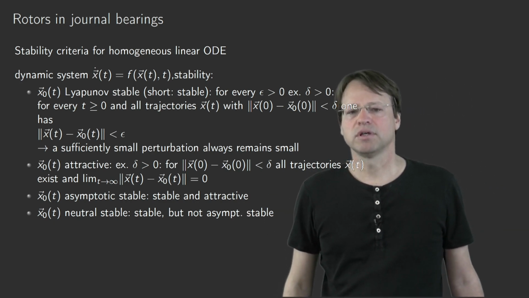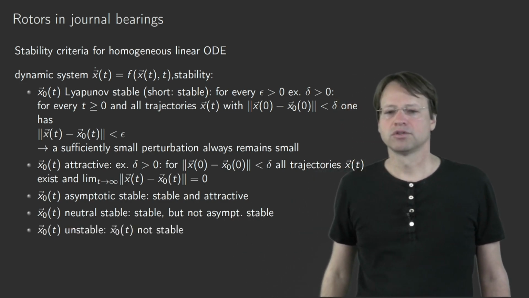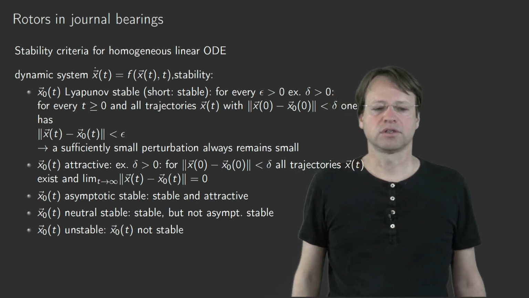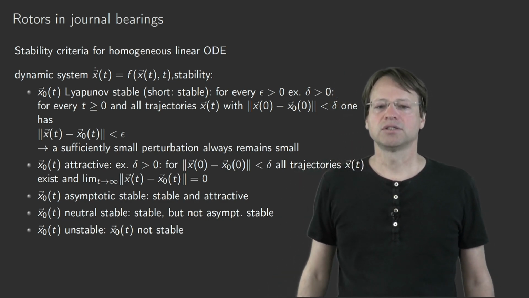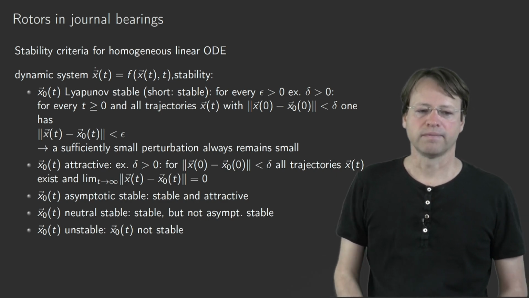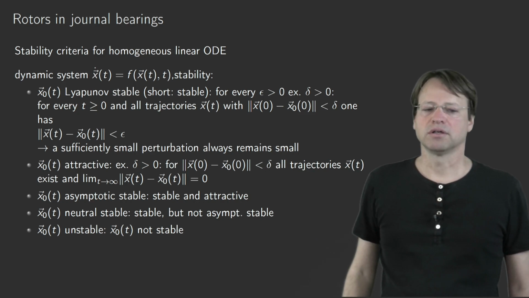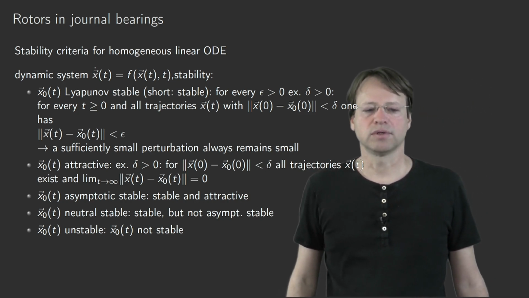And then there must be the opposite of being stable, and that's unstable. So x0, the trajectory is called unstable if it's not stable. Okay. So how can we determine the stability of a trajectory?